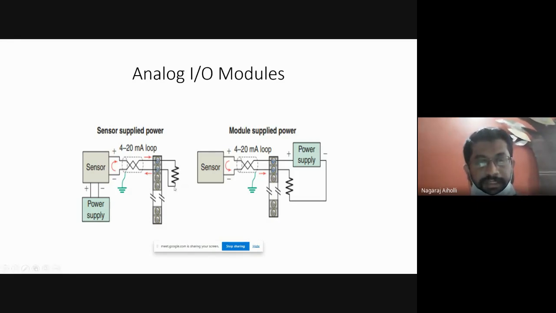Okay, and such a loop is called the feedback loop. Right. Then, in the second diagram, instead of applying the power supply to the sensor, the power supply is applied to the input module. That is the only difference. Everything else in the functioning is the same, except that here the power supply is applied to the input module strip.